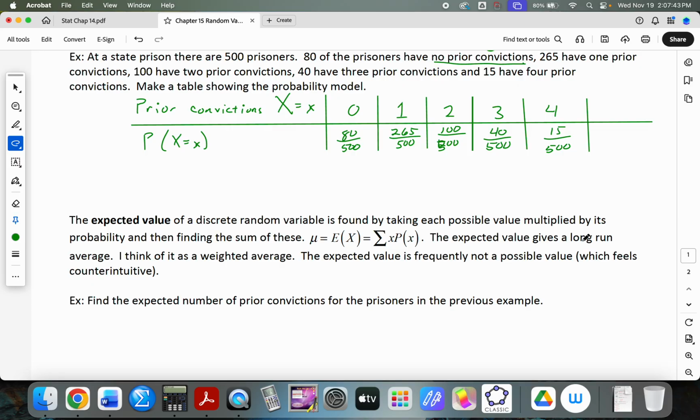Sounds horrible, but it's really not. The expected value gives a long run average. You can kind of think of it as a weighted average.